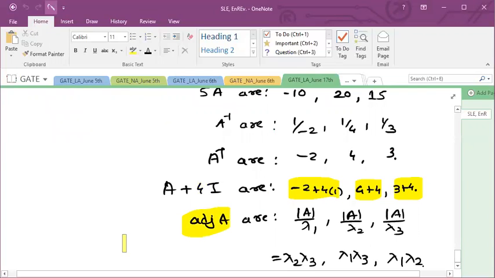For adjoint A, this is important. For adjoint A, your eigenvalues are determinant A by lambda 1, determinant A by lambda 2, determinant A by lambda 3. And we all know that determinant A is lambda 1, lambda 2, lambda 3. So if I divide by lambda 1, I will get lambda 2 into lambda 3. If I divide by lambda 2, I will get lambda 1 into lambda 3. If I divide by lambda 3, I will get lambda 1 into lambda 2. Is it clear?